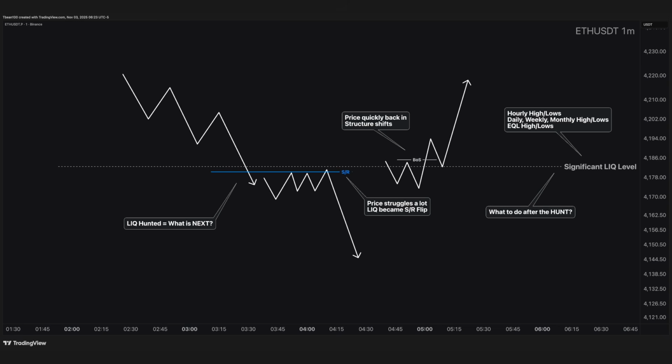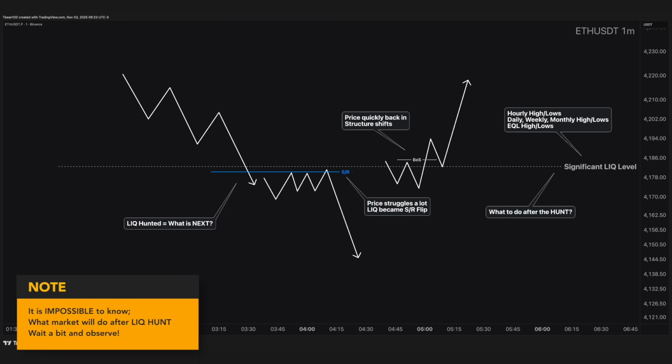And this is exactly why it's so important to wait a little bit after a liquidity hunt before jumping in. We need that extra time to see what the market really wants to do. Because honestly, no one in the world can know for sure what will happen right after a liquidity hunt.